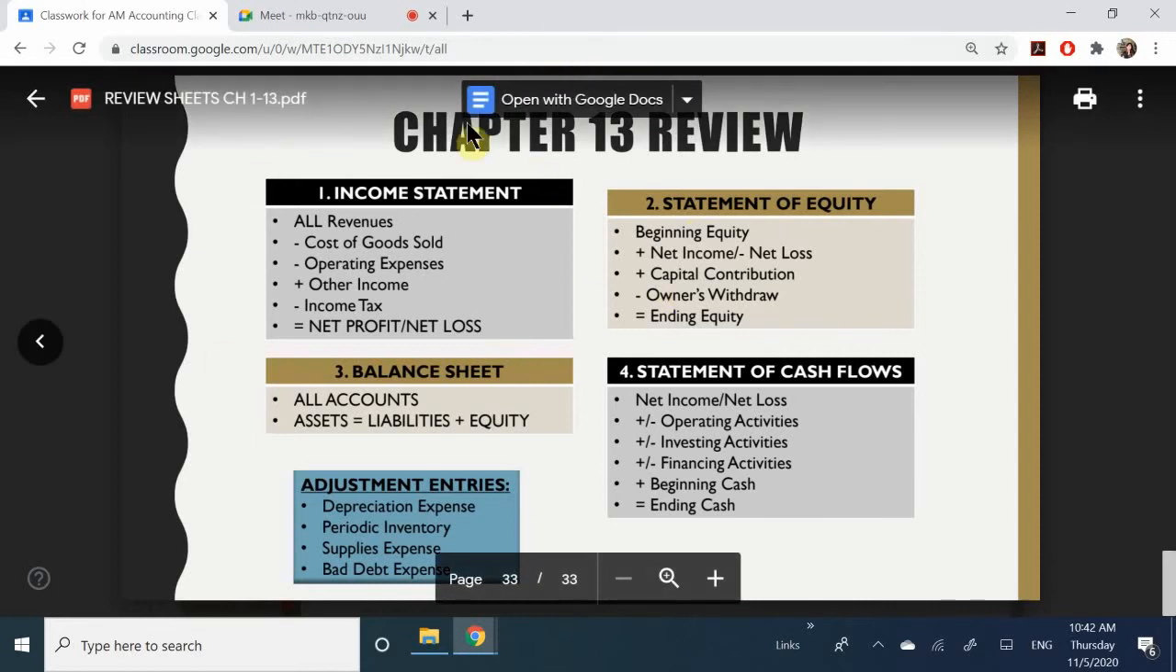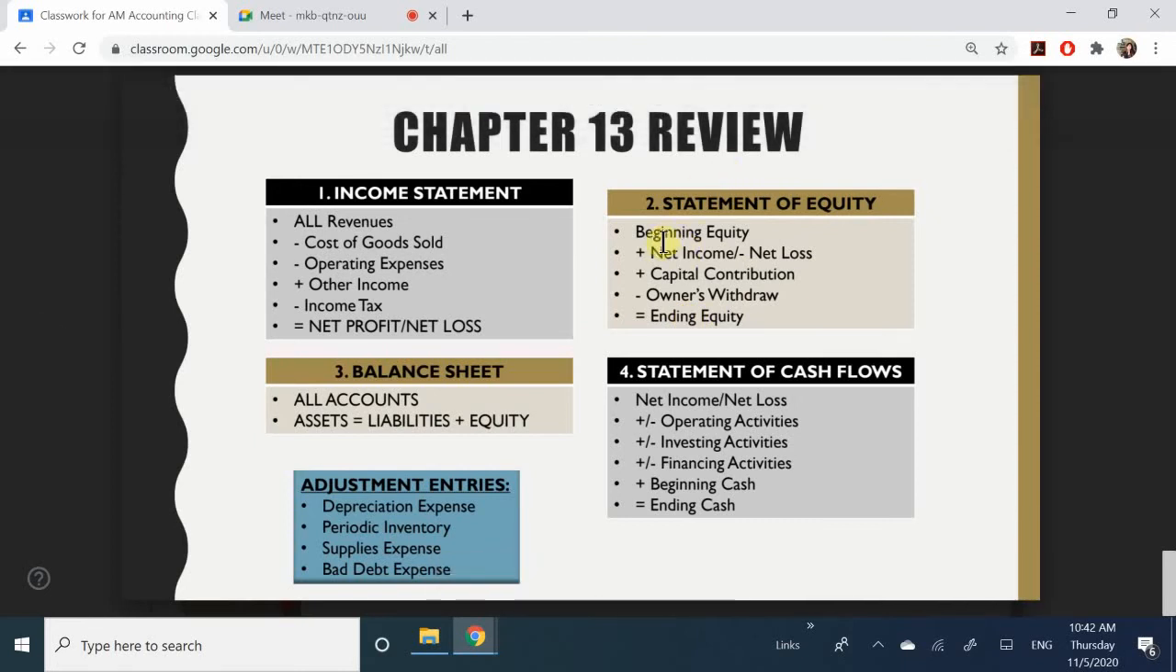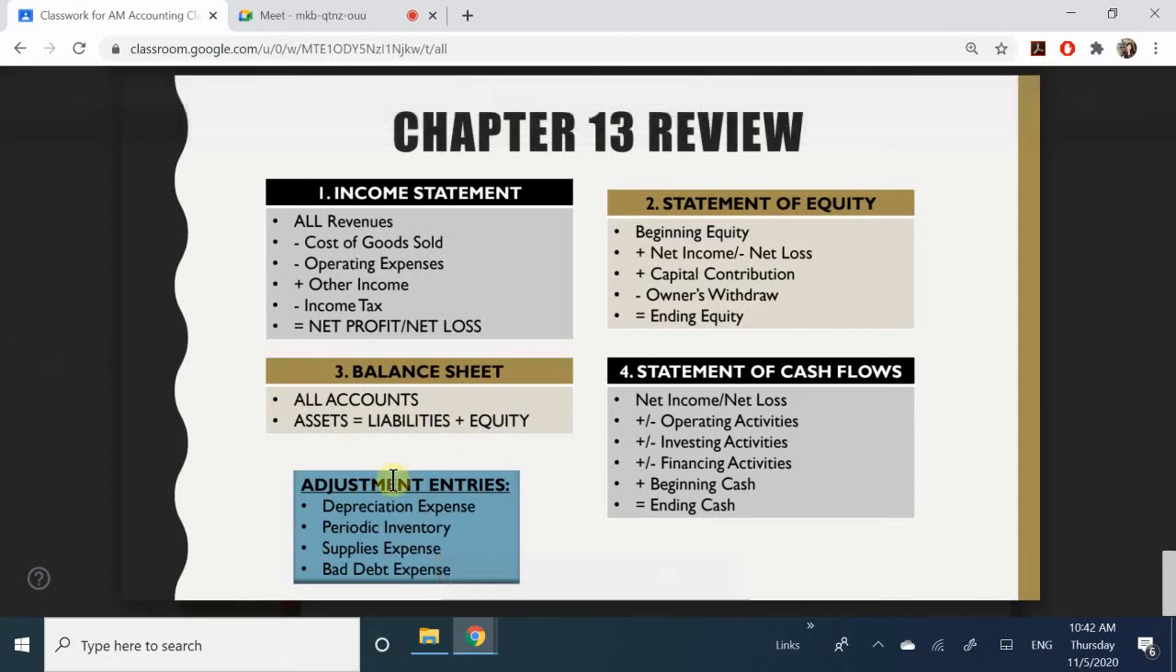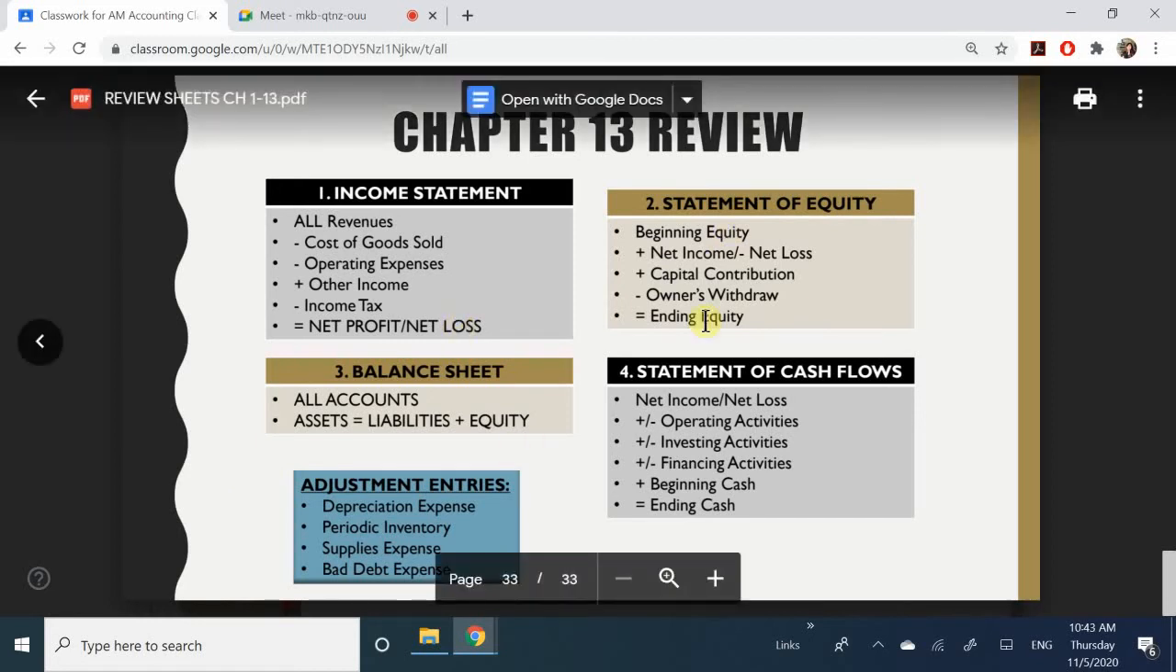Then step 2 is completing the statement of equity, which you will be tested on. In this case, you will need to know your beginning balance in your equity account, and you will need to add the income summary and subtract any withdrawals to get a new ending balance in your statement of equity. And then lastly, the balance sheet. This tests whether all of your assets equal your liabilities plus your equity.